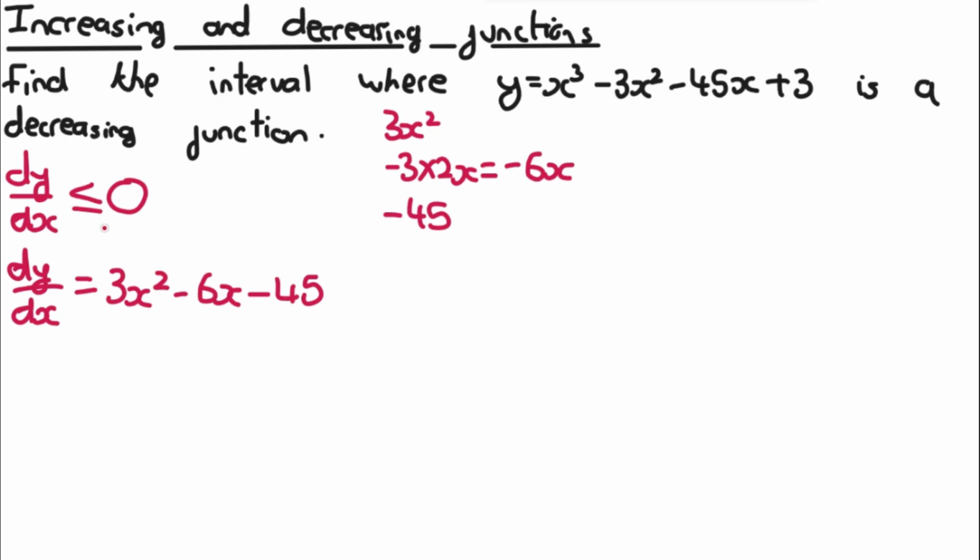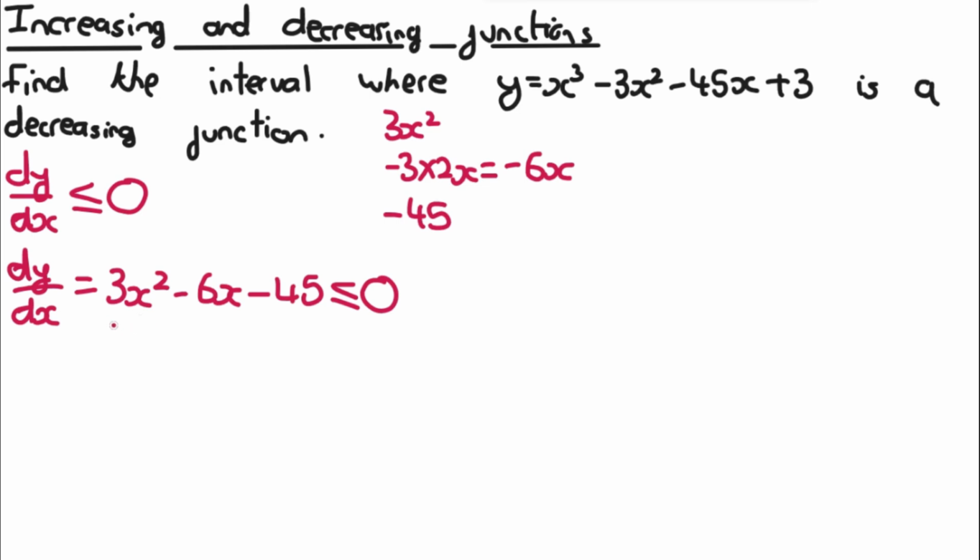Okay, so we need to find the interval where it's a decreasing function, so this is where it is less than or equal to 0. So when this is less than or equal to 0, and now we have a quadratic inequality which we can solve. Now I'm not going to go through a complete tutorial of how to do a quadratic inequality. That is in the chapter 3 section in the quadratic inequalities video. I'll just go through it very quick, but go back to those videos if you need a refresher.